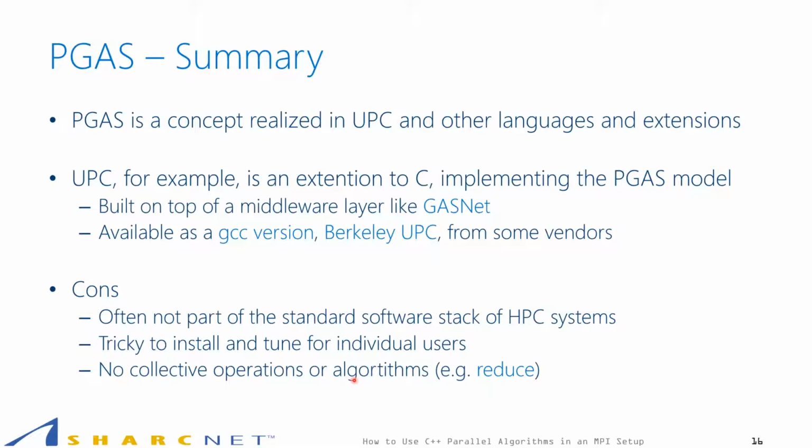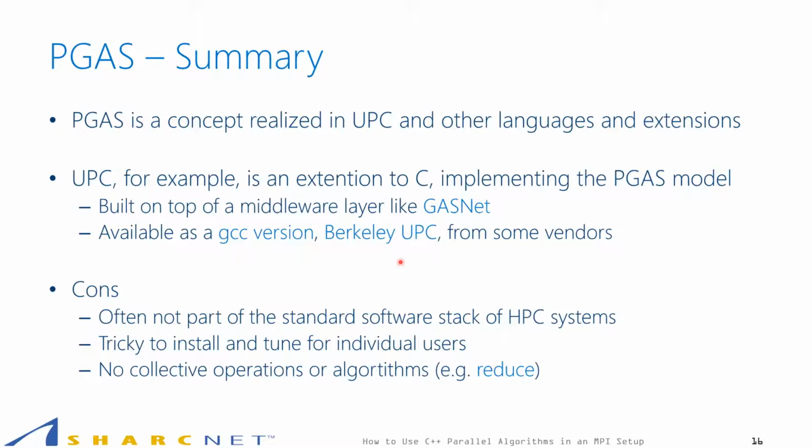So in summary, PGAS is a concept realized in, for example, UPC and other language extensions or programming languages. For example, UPC is an extension to C implementing the PGAS model. But it's built on top of a middleware layer like GASNet, but the middleware layer can be different, like for example, even MPI-3. And UPC, for example, is available as a GCC version, Berkeley UPC, or from some vendors.